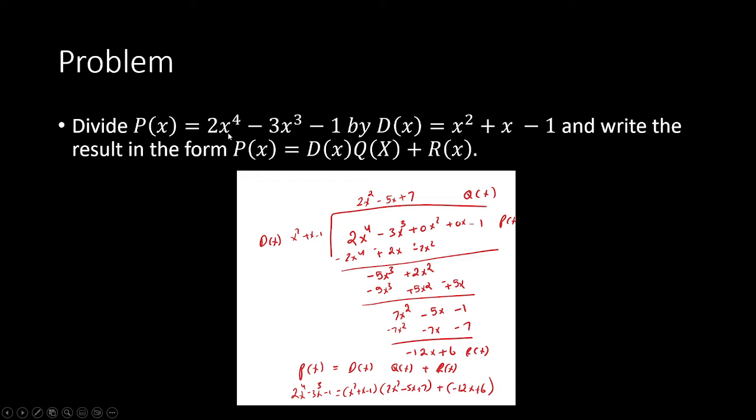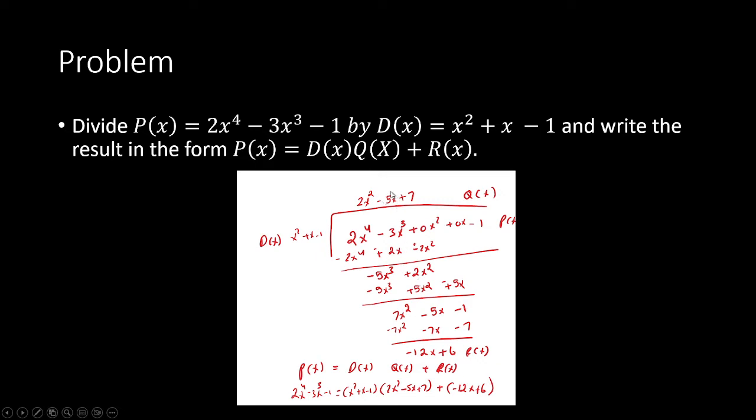So let's look at the problem. P of x is 2x to the fourth minus 3x cubed minus 1, and d of x is x squared plus x plus 1. Write the result in this form. So you look for numbers that could cancel out the first term. 2x squared times x squared gives you 2x to the fourth. It cancels out. 2x squared times x gives you 2x cubed, and 2x squared times 1 gives you 2x squared. You add them up, you get 5x cubed plus 2x squared.